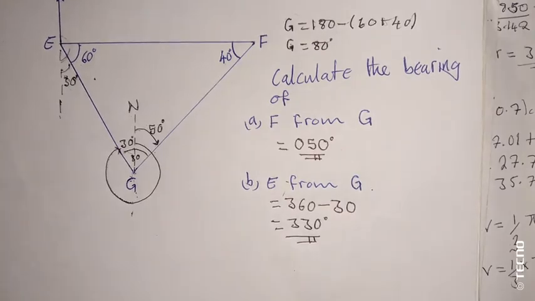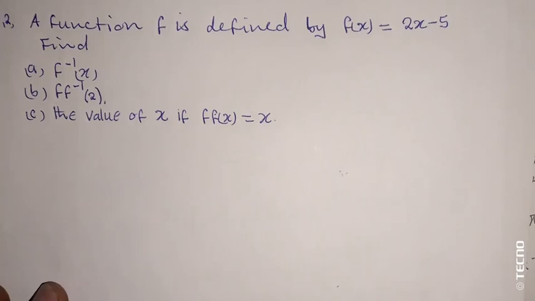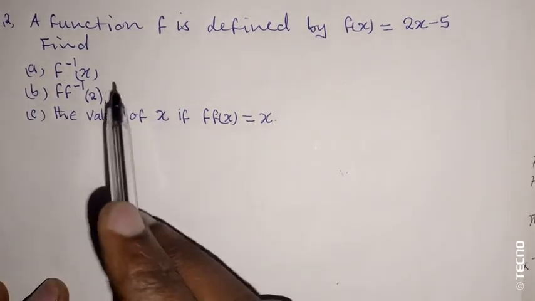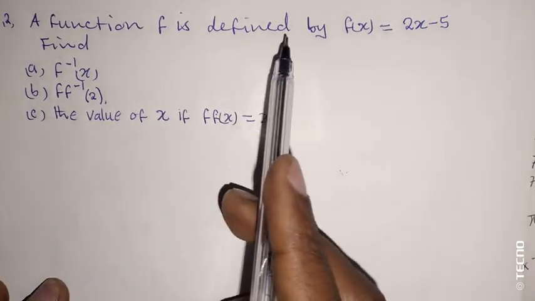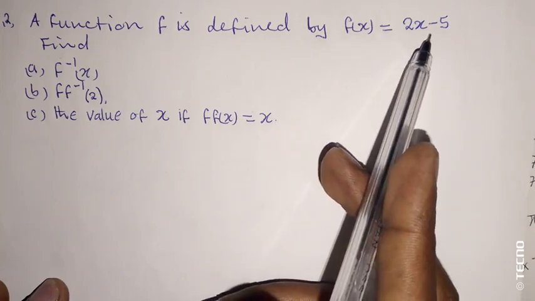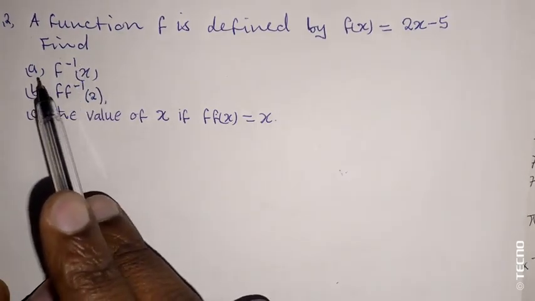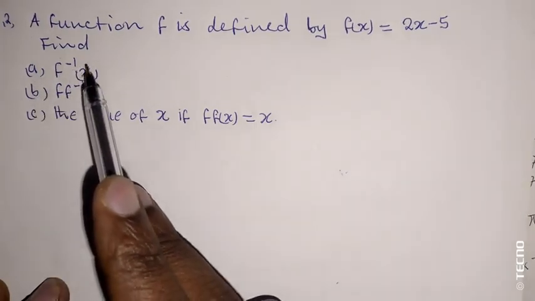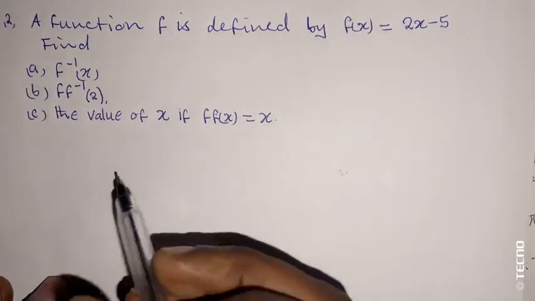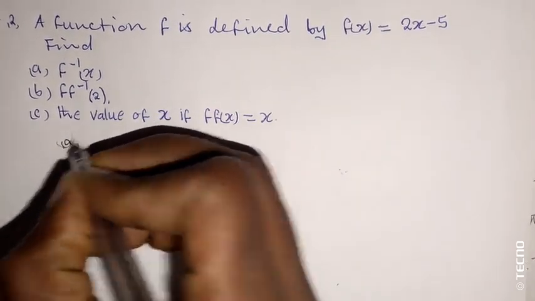Okay, thank you for this one. So now let's also consider the next question. Here we have this function. A function f is defined by f of x is equal to 2x minus 5. Find f inverse.